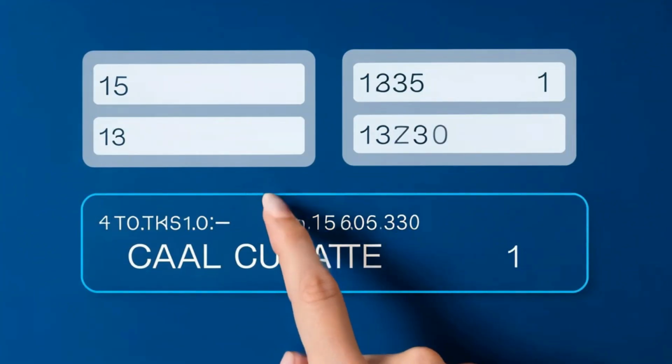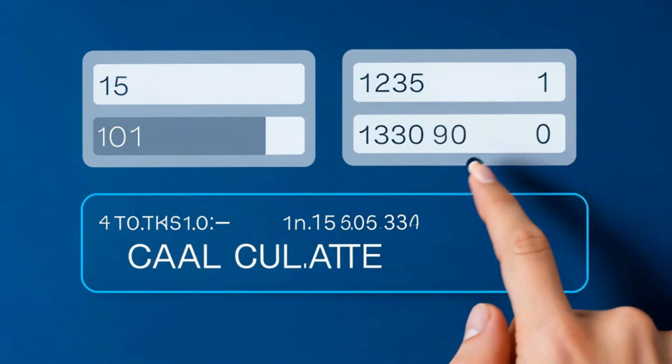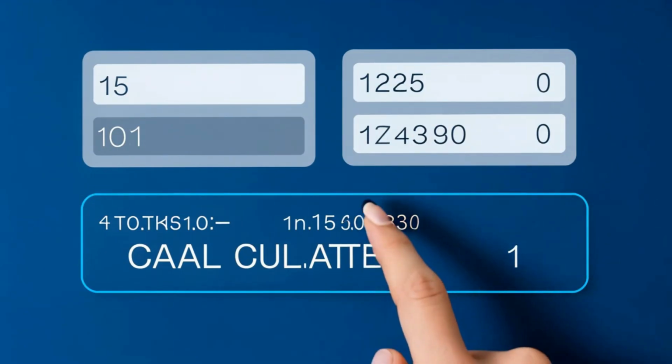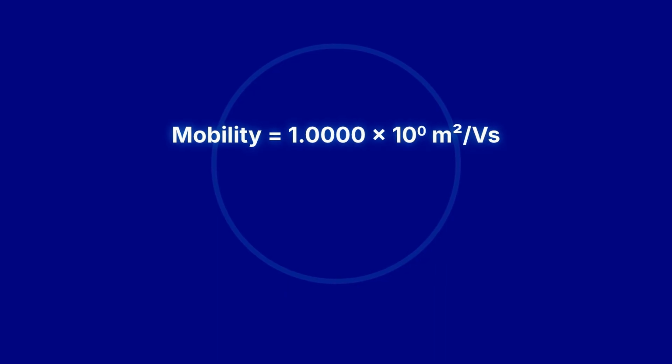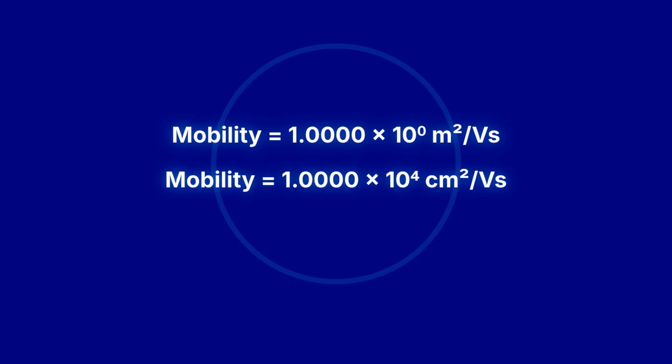For our example, I've entered 10 for drift velocity, 10 for electric field, and kept the default values for carrier charge and temperature. After clicking Calculate, the results show mobility equals 1,000 times 10 to the 0 square meters per volt second, which also equals 1,000 times 10 to the 4 square centimeters per volt second.